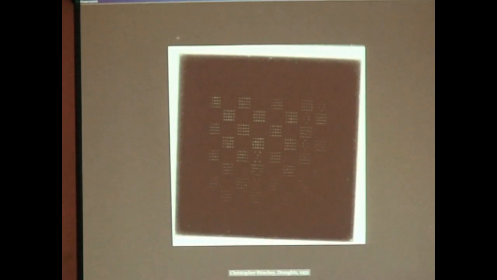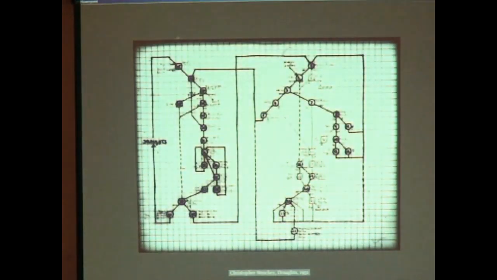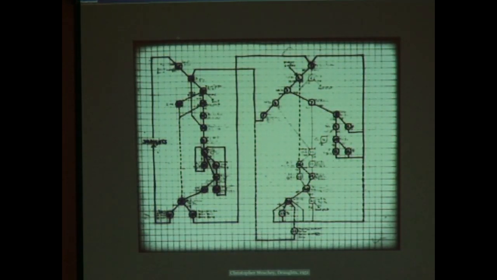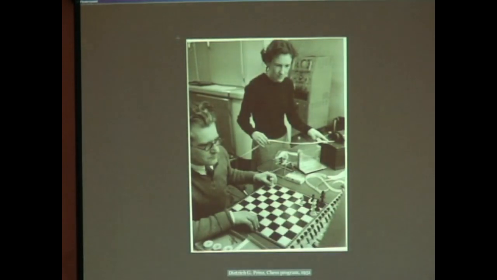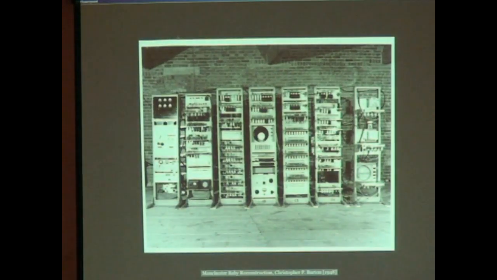That's a series of wonderful photographs of the original program running, created by Strachey in '51. Flow diagram, code. Dietrich Gibbons running his program on the Ferranti Mark I machine. And we are back to the beginning.